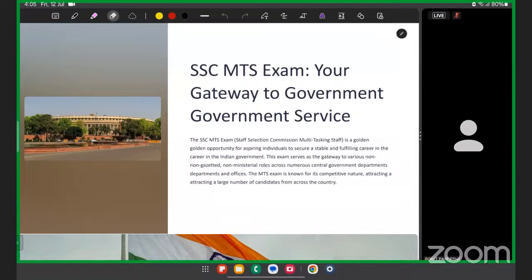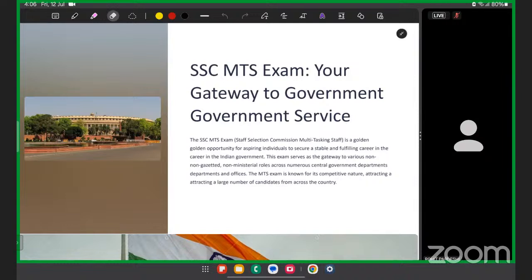So MTS stands for multitasking staff. So you'll be working as an assistant to the SSC CGL officers. This is a Group C post, and mostly the main job designation will be related to working as office staff. You'll be working as a clerk. You'll be helping the office in multiple tasks related to data entry, data gathering, and making up of files, notes, reports, and many other such tasks.